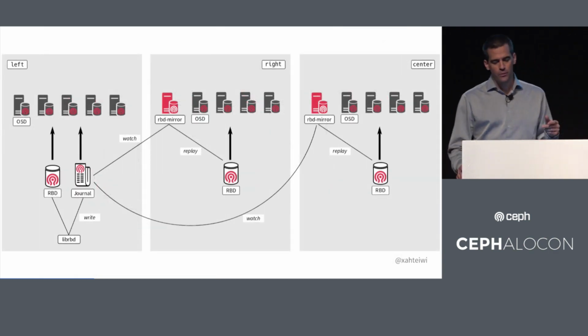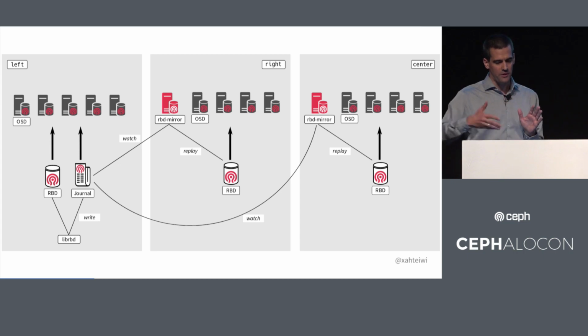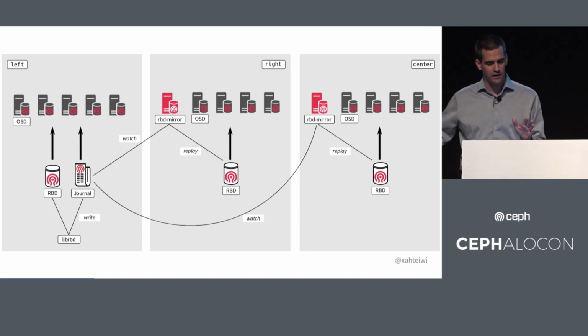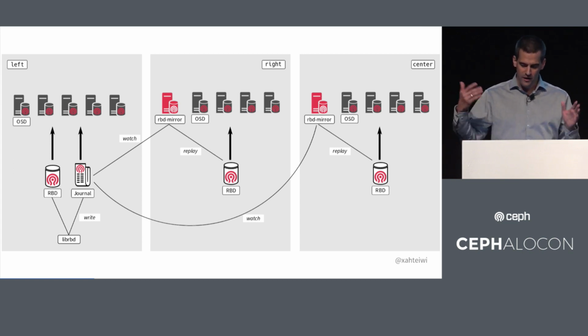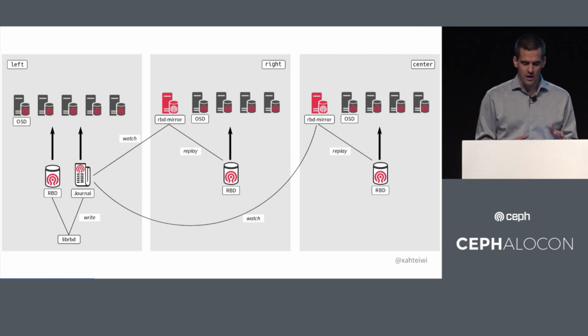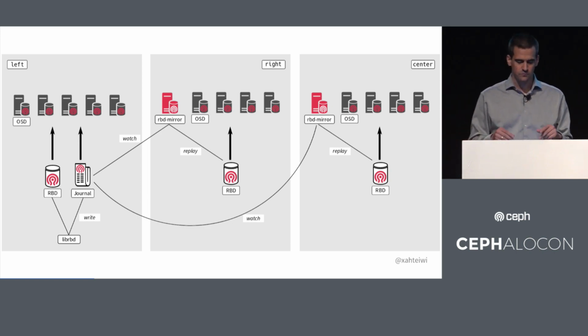And I should note that we can also have multiple non-primary images. So that means that we can have multiple RBD mirror daemons in multiple clusters watching the same image journal and then replaying it locally. And therefore, we can, for example, replicate from one primary to 2 or 3 non-primary sites. But in doing so, every one of those sites needs its own RBD mirror.